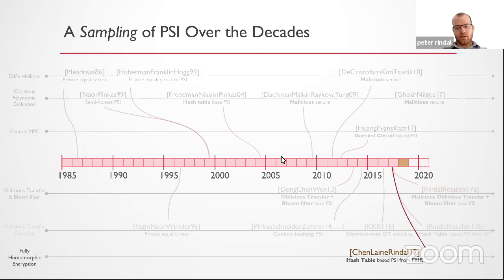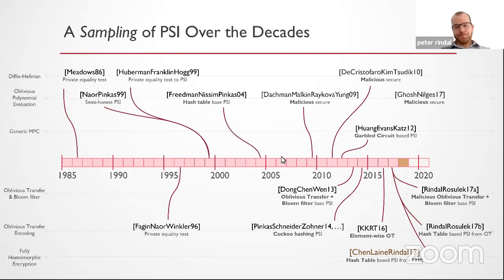But we took a different approach, in that we started with fully homomorphic encryption as our tool, our hammer, and we went and looked for PSI nails. We had a paper in 2017, and then another paper in 2018 that improves and optimizes the protocol. So we'll be talking about these two PSI protocols.